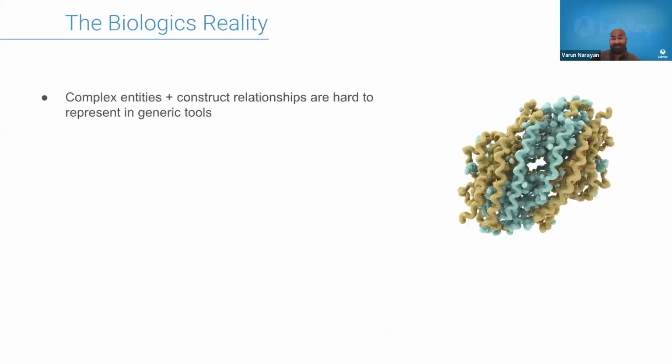So the first of these is that complex entities and construct relationships are hard to represent in generic tools. We understand that your data is unique to you with all of its eccentricities, and trying to force it into a rigid, predefined structure can oftentimes be more trouble than it's worth. You may find a solution that works for some of your data, but not all of it, and so you end up Frankensteining multiple solutions together in order to get that big picture.